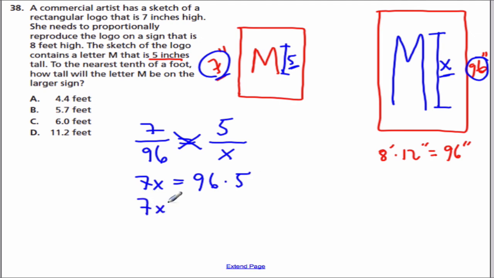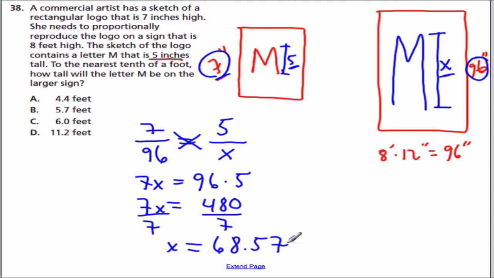which is 480. Divide by 7 to get X by itself. And I get X is 68.57. So I go to look up here and I say 68.57. Ooh, I don't see my answer anywhere.